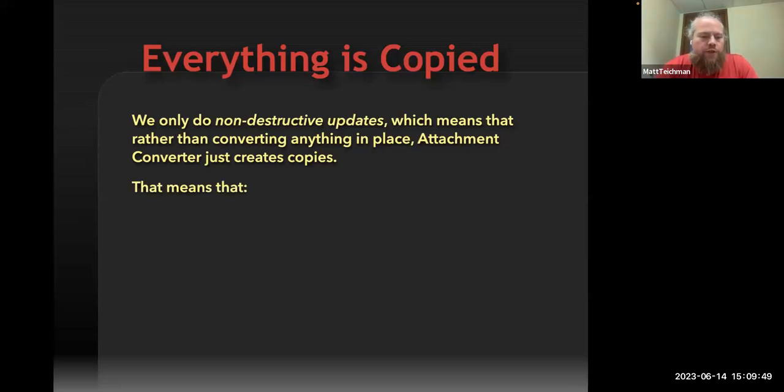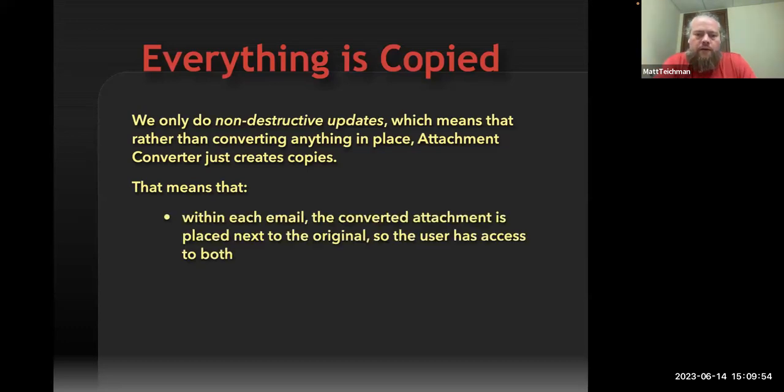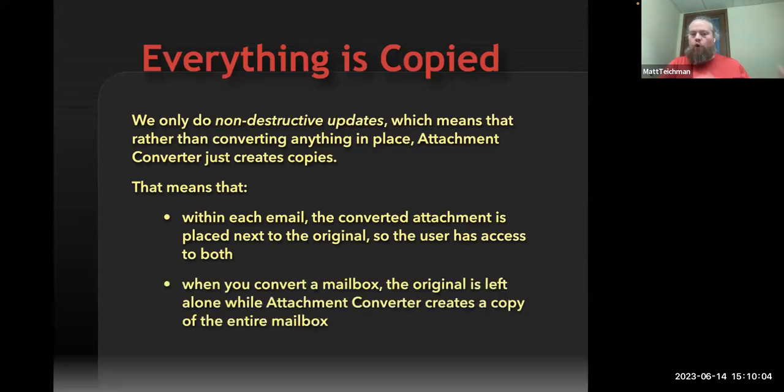In the case of attachment converter, we actually kind of copy things. We copy the attachments twice, you could say, because within each email, when attachment converter finds an attachment to convert, it places a copy of that original next to the original, back in the original email. But then when you give it a whole mailbox to go through and look for every attachment it can convert in there, it's going to actually make a copy of the whole mailbox as well. So you'll have two mailboxes on your computer, and the new one will have all the old attachments that it used to have, plus the new converted copies in the emails from which they originated.